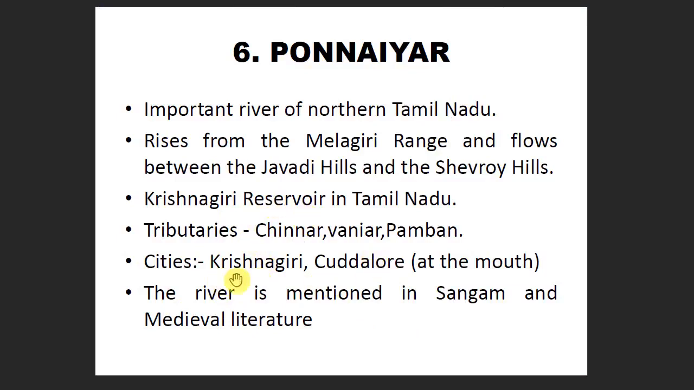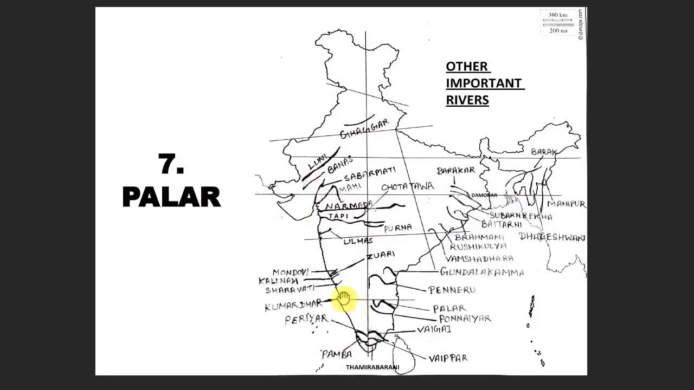So the important cities that are located are Krishnagiri and Cuddalore, that is located at the mouth of the river, and also we know that these are mentioned in the Sangam and the medieval literature because of the important contributions they have played for the human civilization.